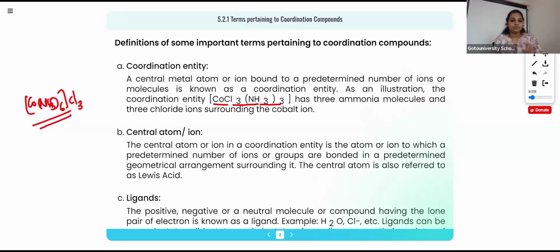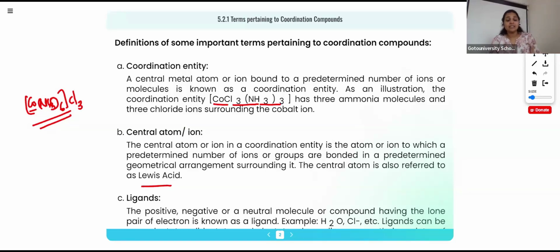Now, the central atom. Central atom means whatever you are writing in the middle. The metal atom itself is called the central atom or ion. It is the metal atom to which the number of ligands or groups are bonded. The ligands are connecting to the central metal atom. They are also called Lewis acids.